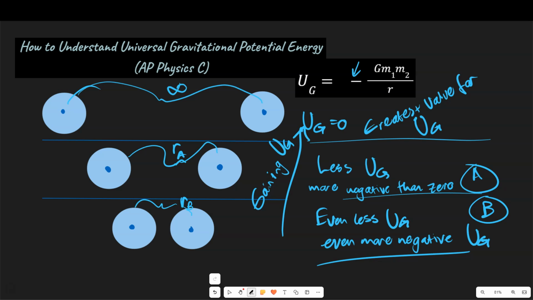One more thing, notice that there is no squared value in this equation right here, and I have just shown how that comes about. It comes about because of taking the integral of Newton's universal law of gravitation and the implications of that. So hopefully this has been helpful.